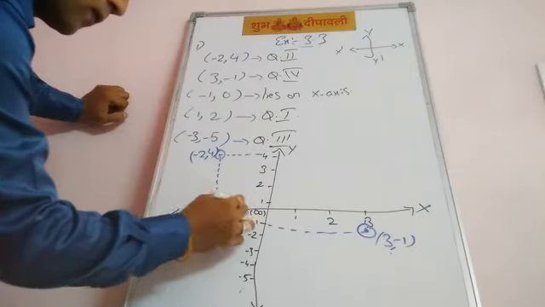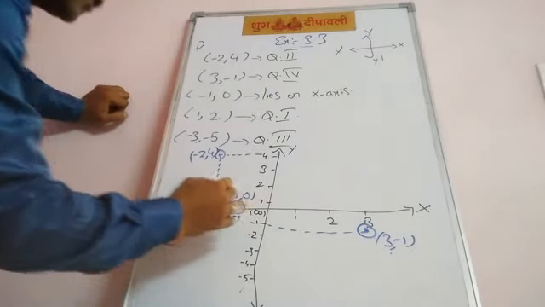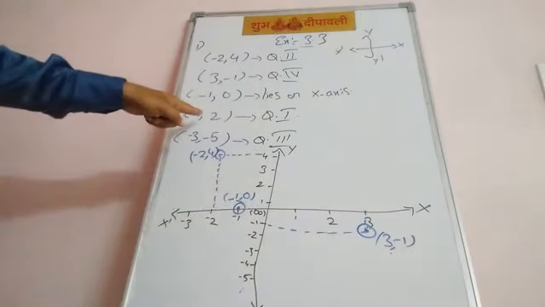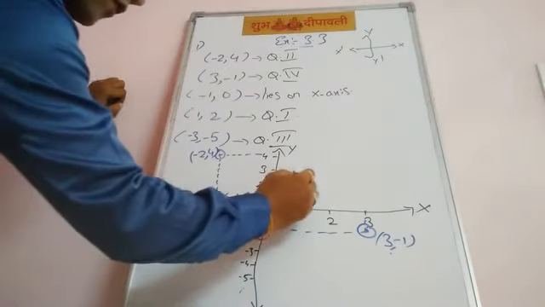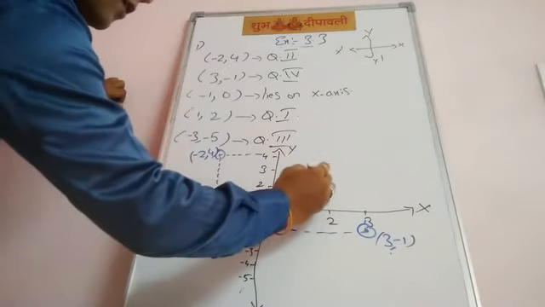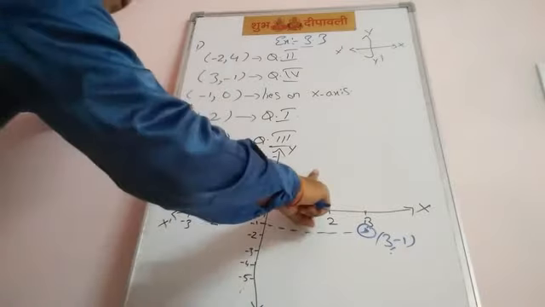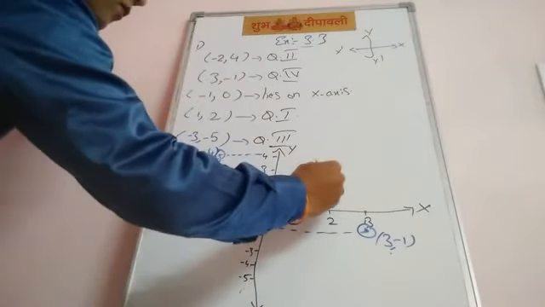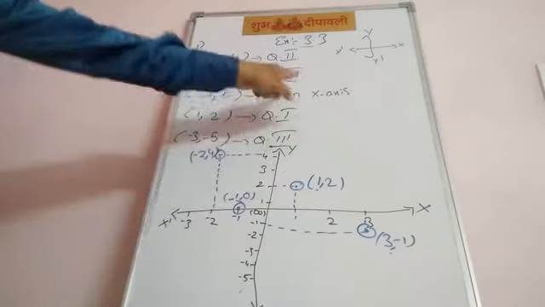So next, x is minus 1, comma 0. Here, minus 1, comma 0. It is lying on the x axis. Next, x is 1, y is 2. It is lying where? It's 1, comma 2. It is lying in quadrant 1.